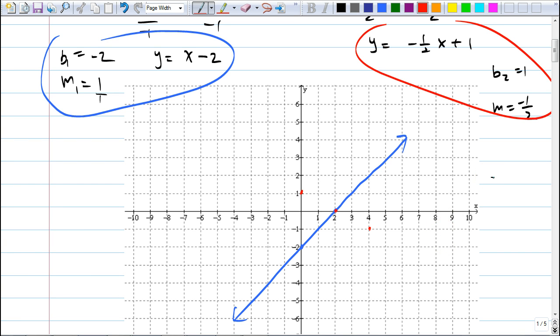Now, we could have done this using the substitution method or the addition method, but the reason I'm graphing it is because, like I said before, in order to solve systems of linear inequalities, which method do you need?